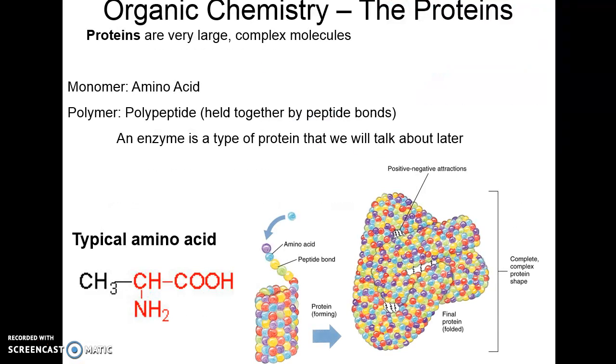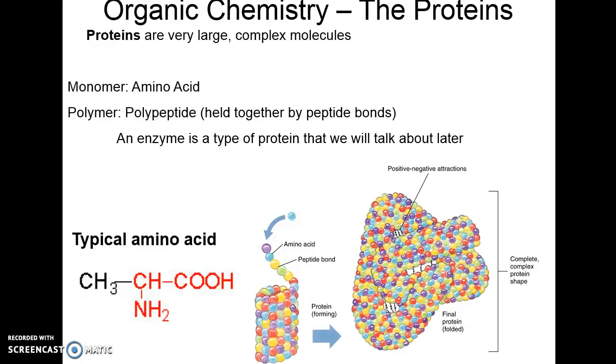This is the only slide on proteins because I actually have a whole nother video that I want you guys to watch and go through about proteins. So proteins are really large, really complex. Make sure you know that the monomer is an amino acid. The monomer of a protein is an amino acid, and the polymer is a polypeptide. These are held together by peptide bonds. Again, if you hear peptide anywhere in there, we're talking about proteins.